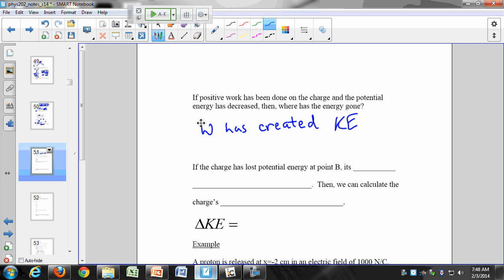But anyway, this is a fancy way of saying that the charge is sped up, that the charge is increased in velocity. So you use this electric field to increase the velocity of the charge. Which I already knew, right? So that's sort of the punchline here. The charge has lost potential energy at point B, so its kinetic energy must have increased. Then we can also calculate the charge's velocity at point B.